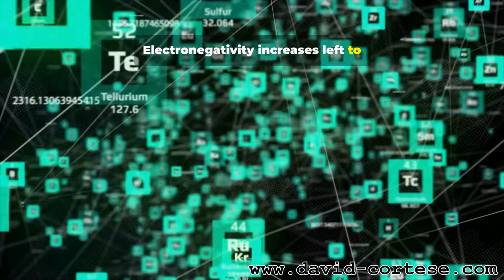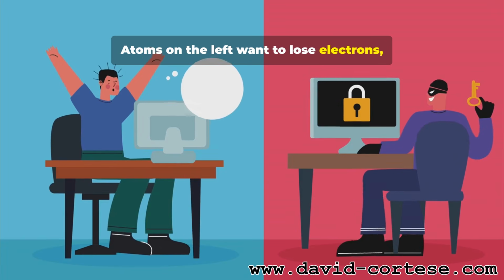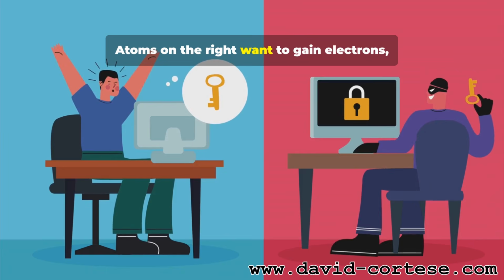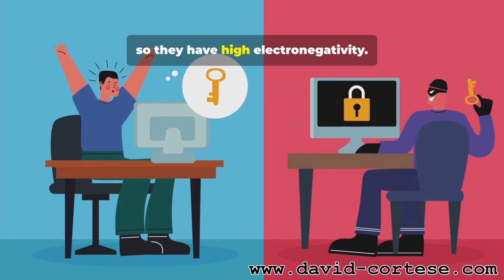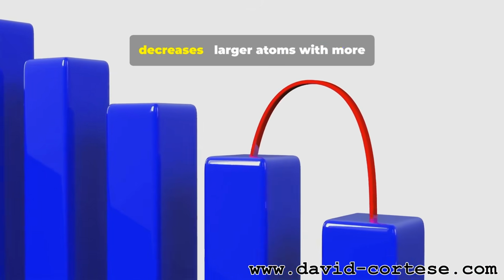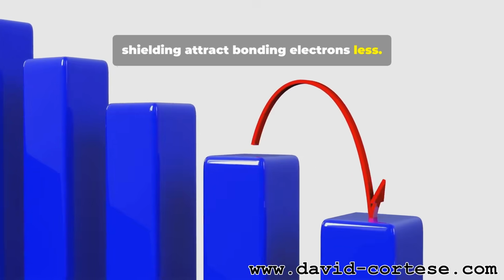Electronegativity increases left to right across a period. Atoms on the left want to lose electrons, so they have low electronegativity. Atoms on the right want to gain electrons, so they have high electronegativity. Down a group, electronegativity decreases. Larger atoms with more shielding attract bonding electrons less.